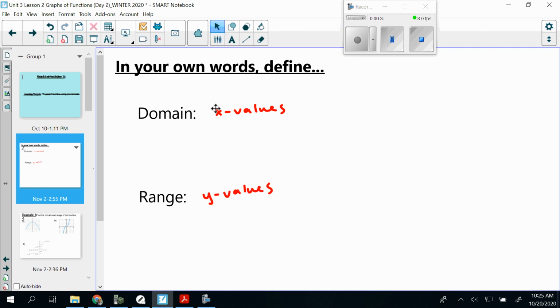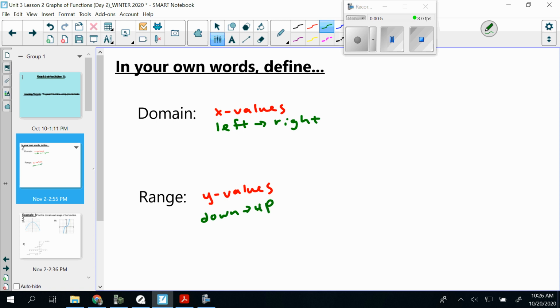Some other ways you can think of this too, x values, we know that's going to be left to right on your graph, whereas y values would be up and down on your graph. Some other ways to think about these is domain is, since it's your x values, that's your input, whereas the range, that's your output.